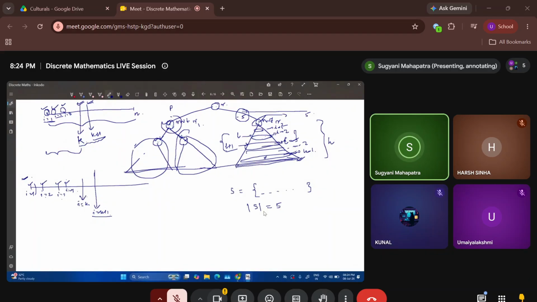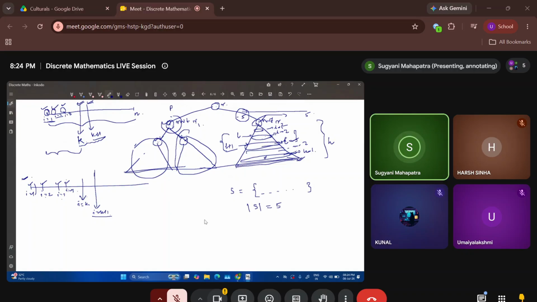Now there can be different types of sets depending on cardinality. Finite sets are sets which have a finite number of elements, meaning it is limited. It can be 100, 1000, 10,000, 100,000, or tens of hundreds of thousands, but it is limited. So that is what finite sets are.